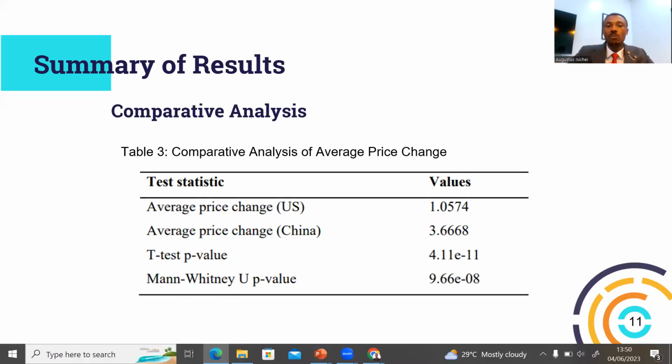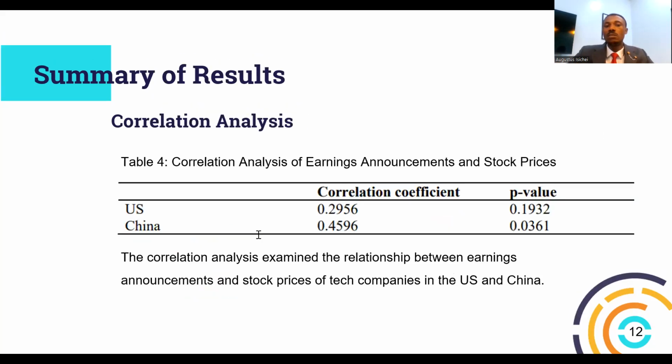Then we went further to perform a correlation analysis. From the table presented, you can see that the correlation coefficient between earnings announcements and stock prices for US tech companies is about 0.3. This indicates a weak to moderate positive relationship between earnings surprises and stock price movements in the US market. However, the correlation is not statistically significant, suggesting that the observed relationship may be due to chance rather than true association.